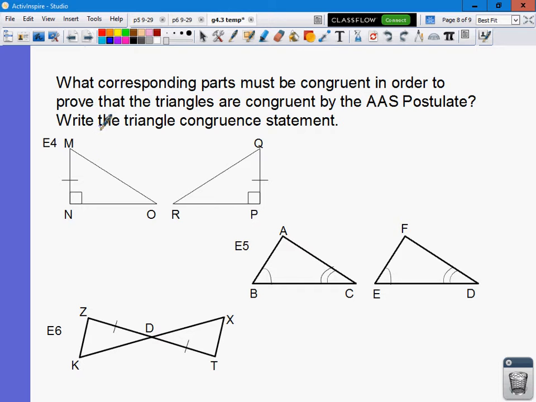Same type of question, different theorem. Here they're asking me to use angle, angle, side. In example 4, they gave me an angle, they gave me a side. Which angle would I have to have, M or O, to use angle, angle, side? I've got to have O.